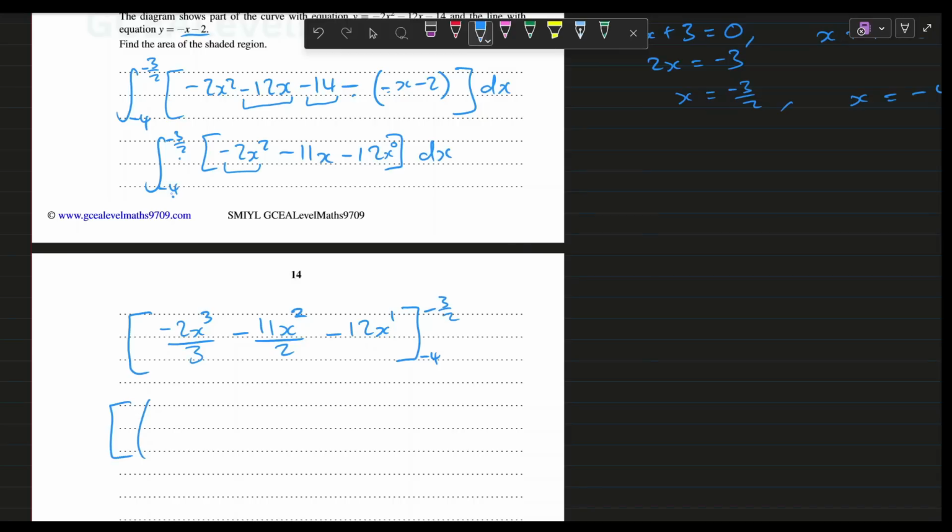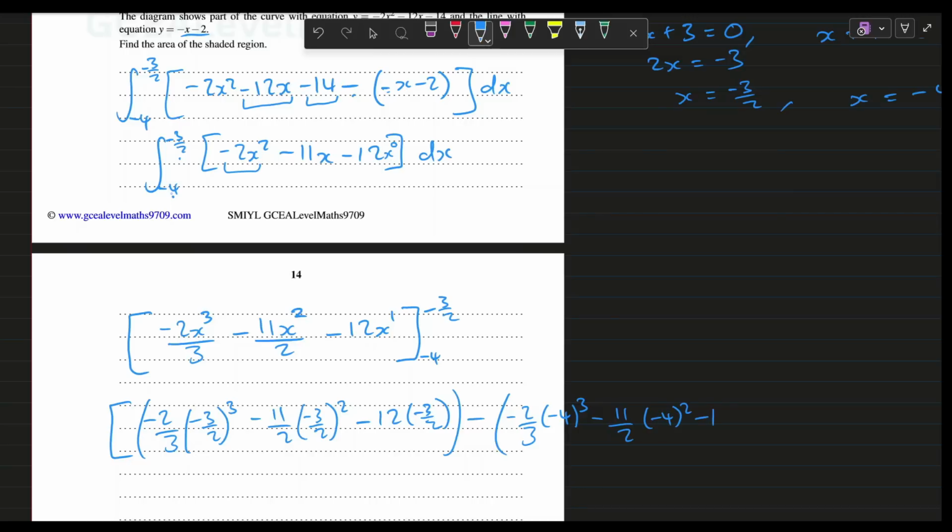And now we can substitute in our limits. We'll start with the upper limit, which is our negative 3/2. So that's cubed, minus 11/2, that's negative 3/2 squared, minus 12, and that's times our negative 3/2. And minus our lower limit. So negative 2/3 times negative 4 cubed, minus 11/2, negative 4 squared, minus 12 times negative 4.